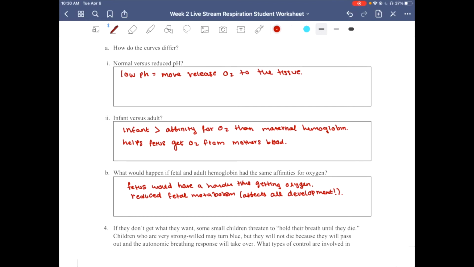And basically, when the carbon dioxide level is too high and the pH is low, there's a signal sent to the medulla of the brain. And if the medulla gets that signal that carbon dioxide is really high, then the medulla is going to trigger a response that causes you to pass out. And when you pass out, you're under involuntary control, right?